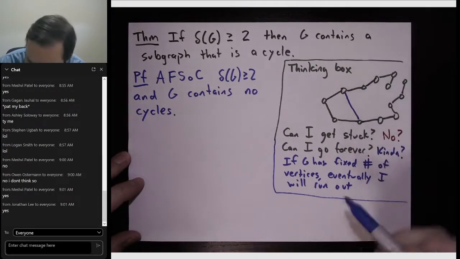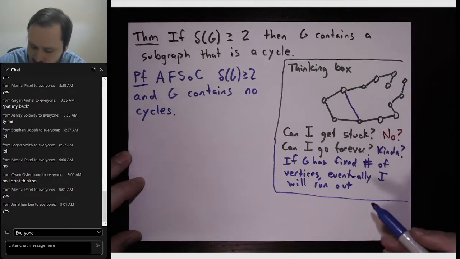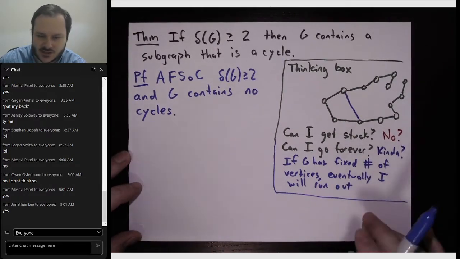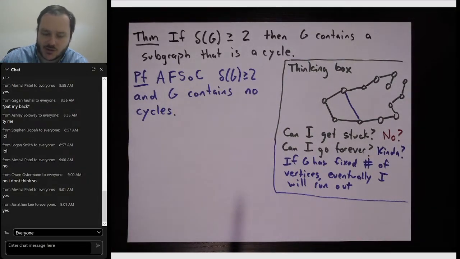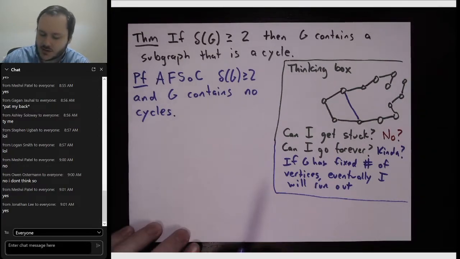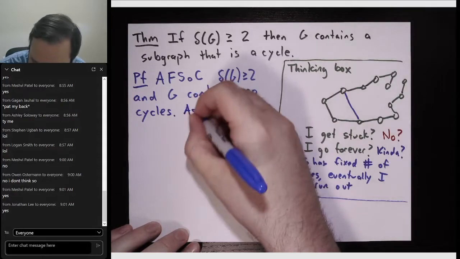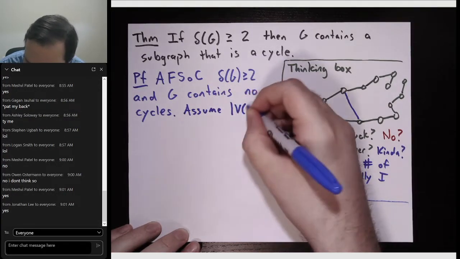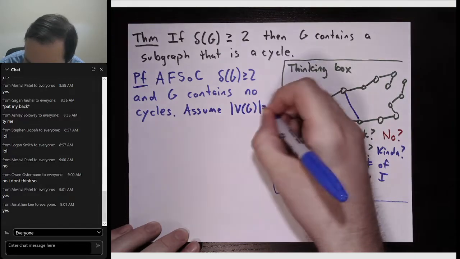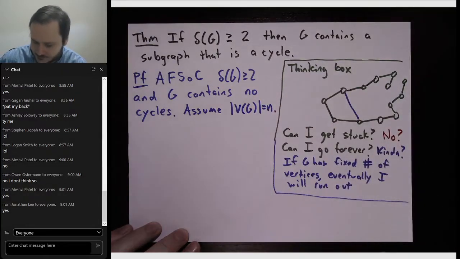And there's a key idea that came out of my thinking box. I need to fix how many vertices I have. G is some graph. And remember, we're assuming our graphs are not infinite graphs. We're assuming there's a finite number of vertices. So we'll assume that the number of vertices in G is equal to n.